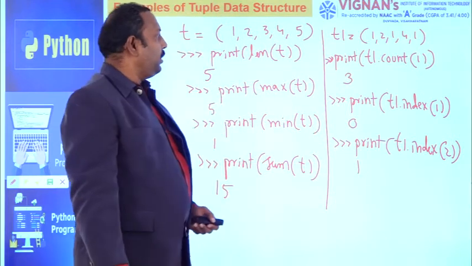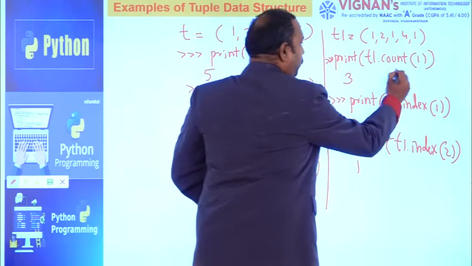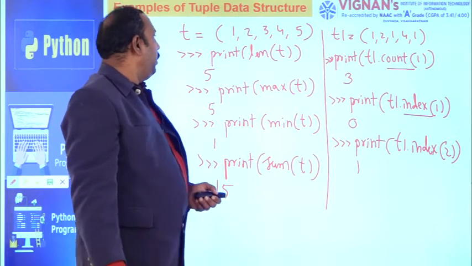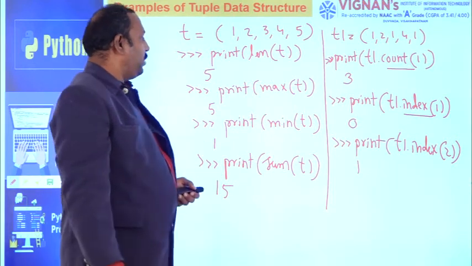So these are the two methods available. One is count, another one is called index, and these are the functions available in the tuple data structure.